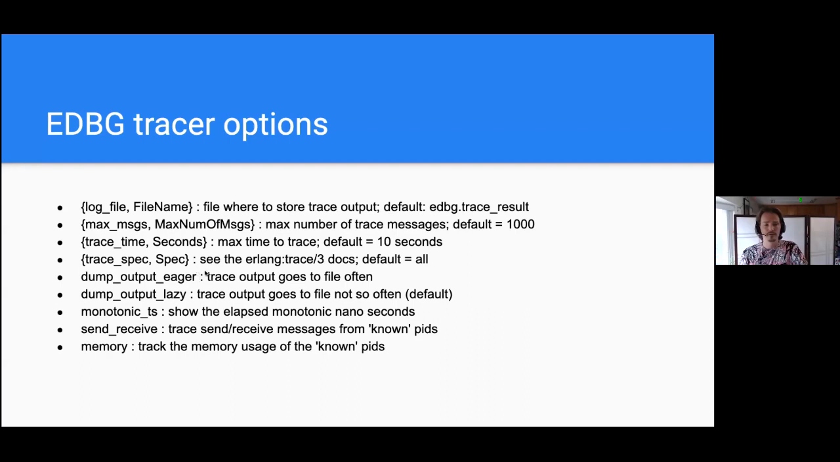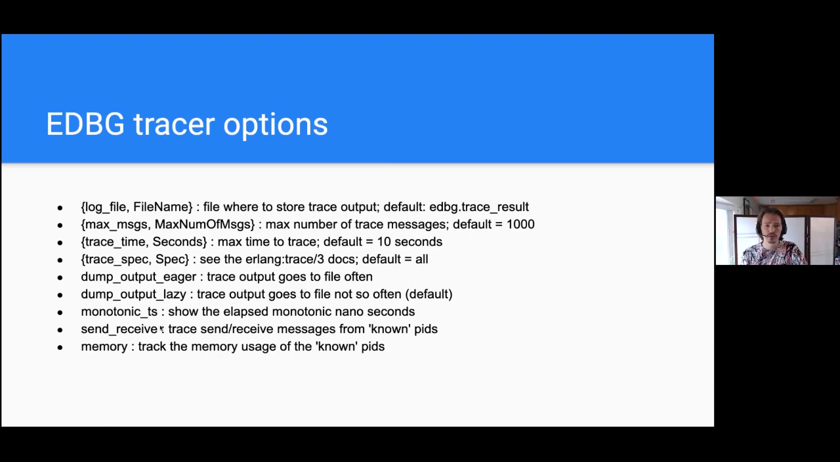You can tell the tracing how often it should write to the file. Either you do it eagerly, then it writes often, which is good, I guess, if it's a system that might go down while you're doing the tracing, or you do lazy, which basically means that it will put down the output to the file either when you reach the maximum number of messages, or the timing, or when you run the stop command.